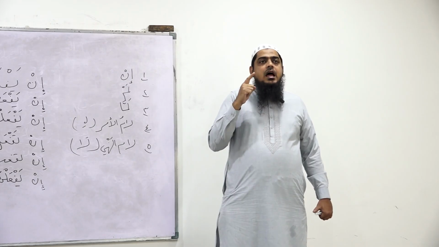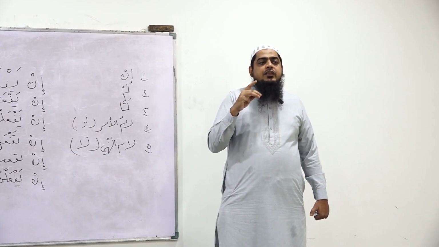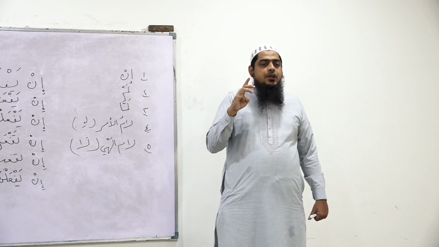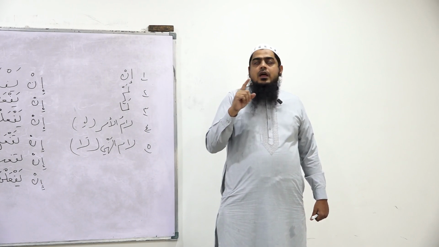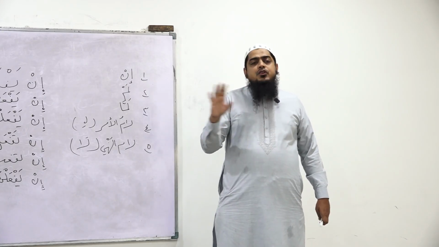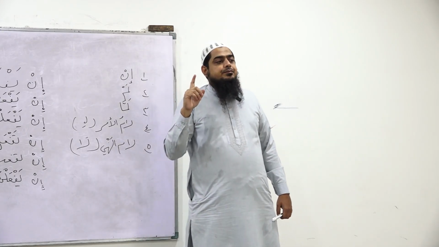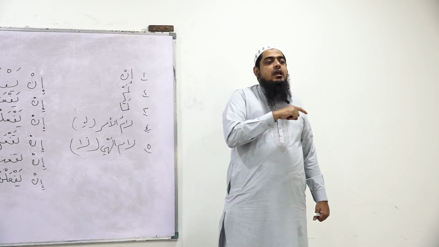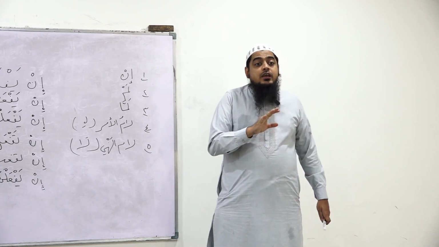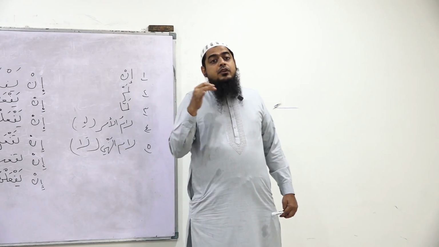What is that? Al-ism will take only 3 kinds of i'rab. Ism will take rafa, nasb and jar. Ism won't take jazm. Jazm won't come with ism. And same goes with al-fi'l. Fi'l will take al-rafa' wal-nasb and it will take jazm. Al-fi'l won't take jar.